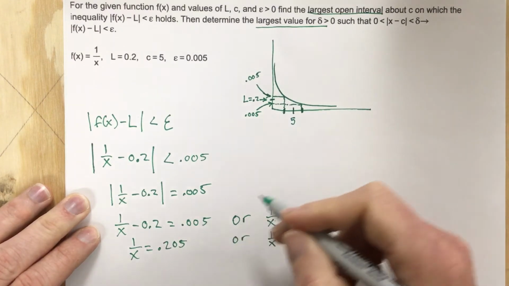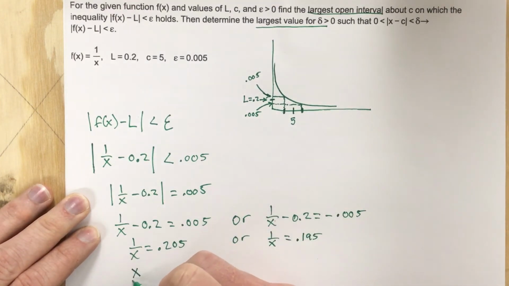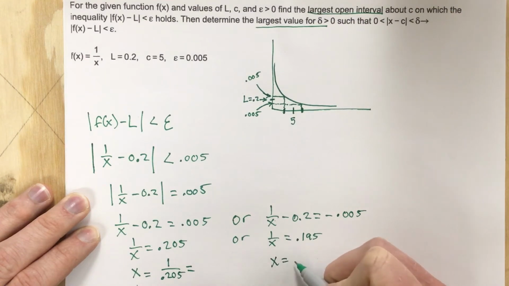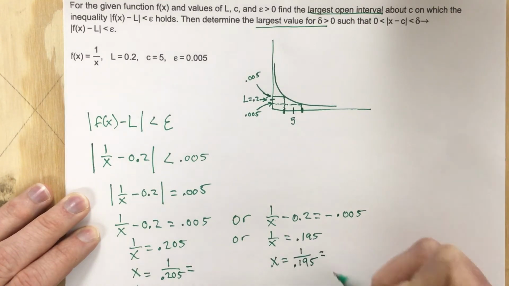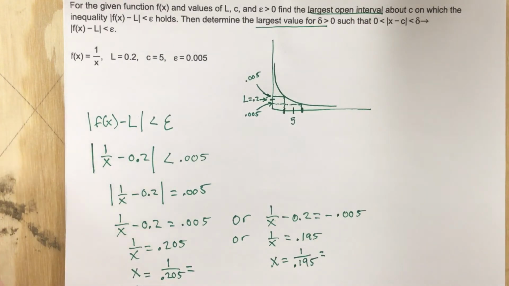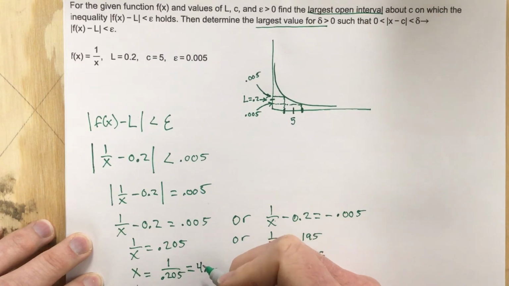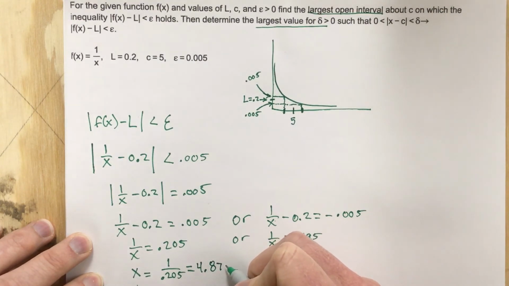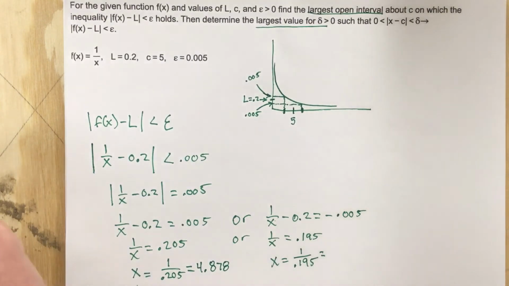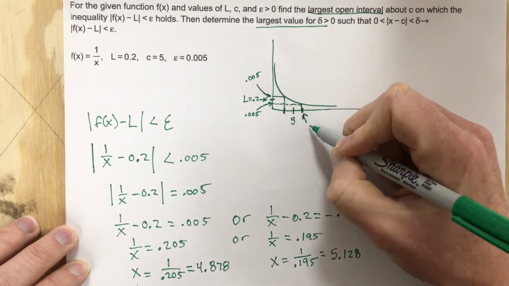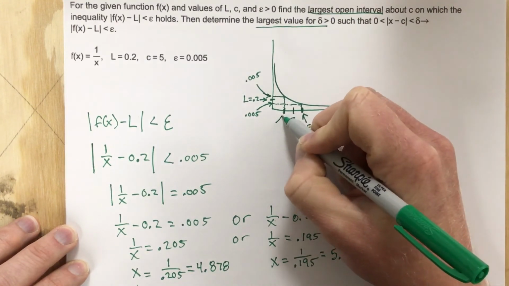Now if we just flip each of these, we get x equals 1 over 0.205, and the same thing here, x equals 1 over 0.195. Let's do 1 divided by 0.205, and we get 4.878. I don't know what they want us to round to, so I'll just do the thousandths place. Then 1 divided by 0.195 gives 5.128.